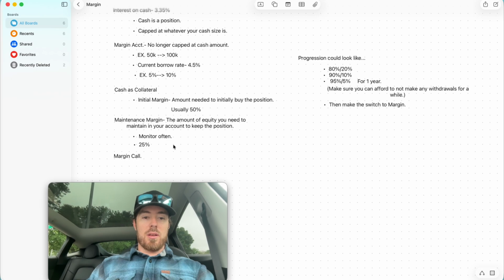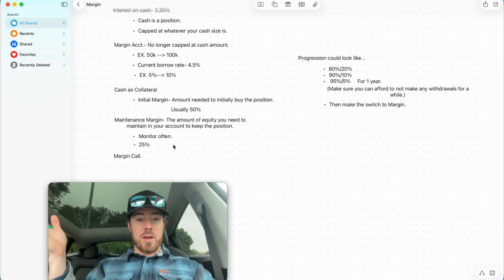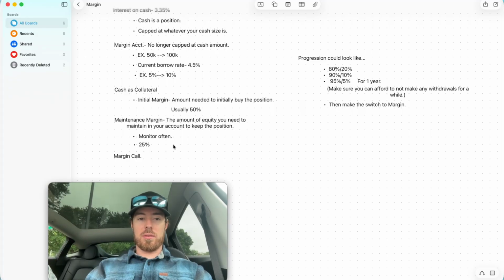So, a $100,000 account needs $25,000 to maintain. Pretty simple math. So, if you have a $100 stock, you need $25 to maintain that stock. And that's not counting the interest that you're paying on that. So keep 25%, monitor your maintenance margin.